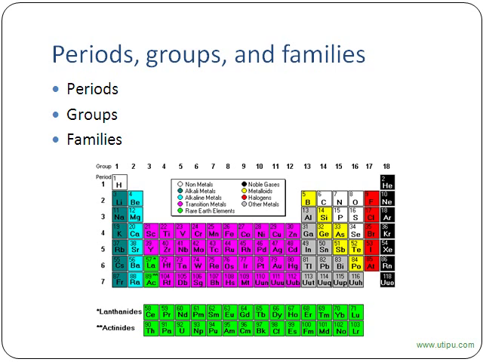So you can see we've got period over here, and the first period would be going across here, hydrogen and helium. The second period would be lithium, beryllium, boron, carbon, nitrogen, oxygen, fluorine, neon, and so on and so forth. The 5th period would be going across right here. And so that tells you about periods. Periods are just numbered: the first period, second period, third period, and so on and so forth.